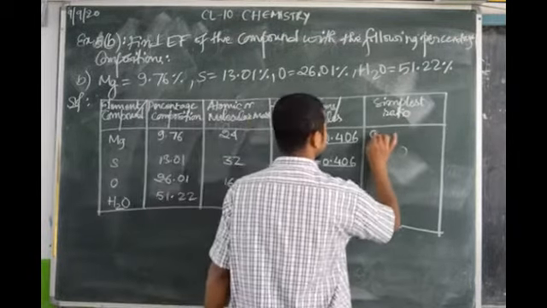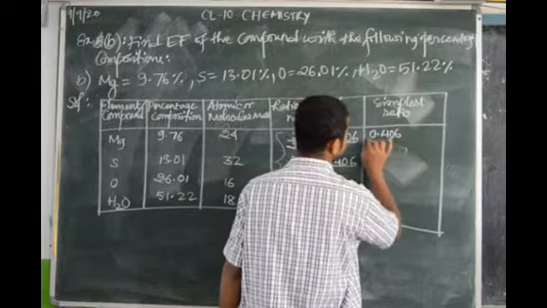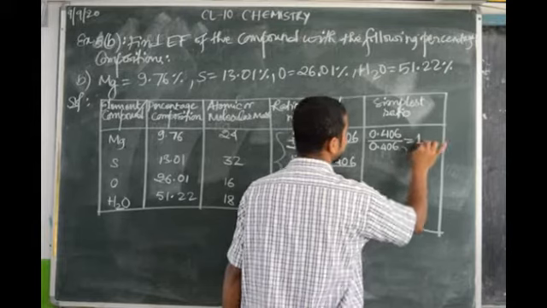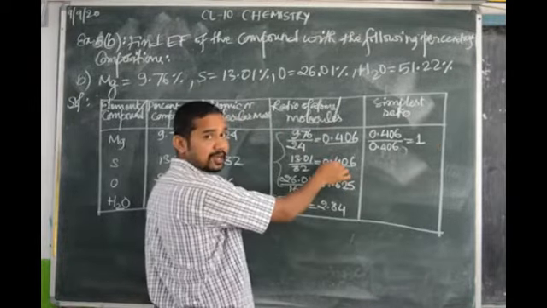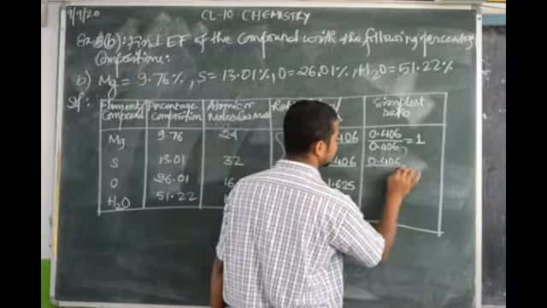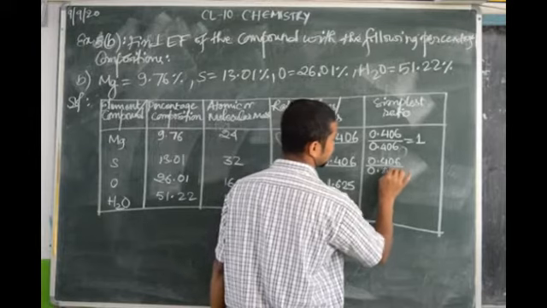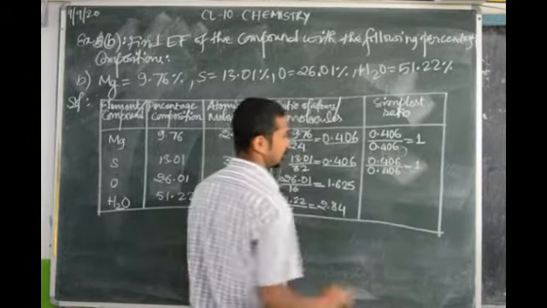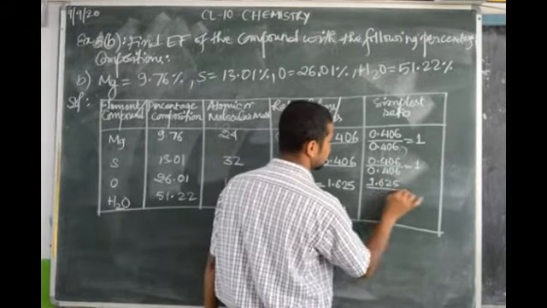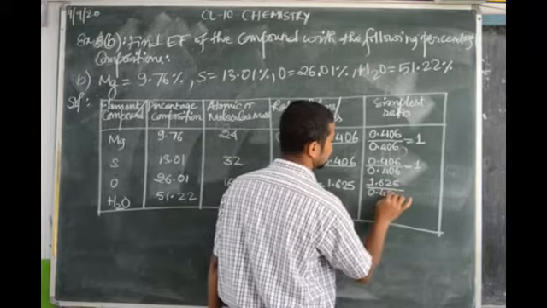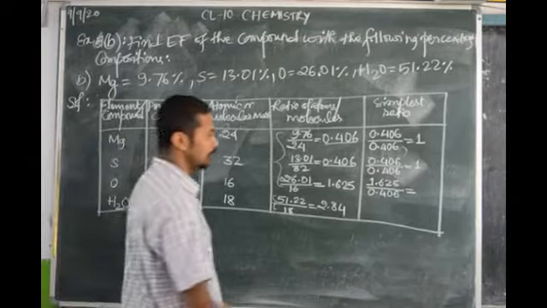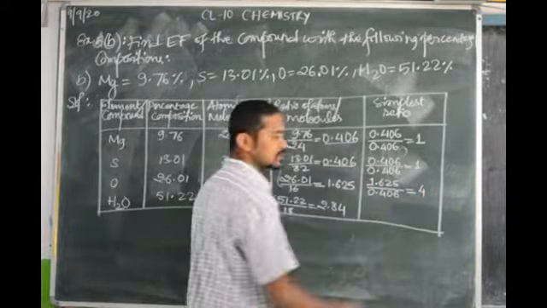So 0.406 divided by 0.406, you will be getting 1. This also has to be divided by that smallest number. So 0.406 divided by 0.406, and we will be getting 1. This 1.625 divided by 0.406, here you will be getting roughly 4. How much will you be getting? 4. 4 fours are 16, rough idea.